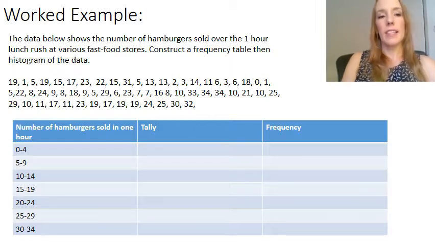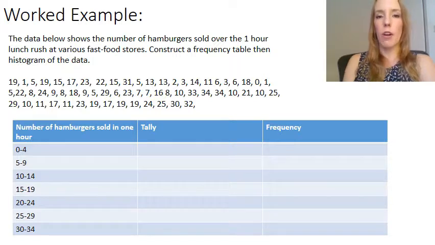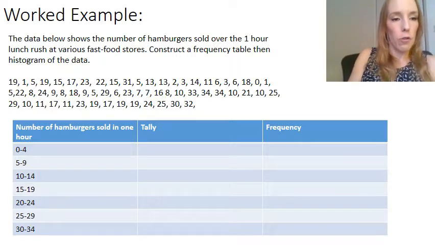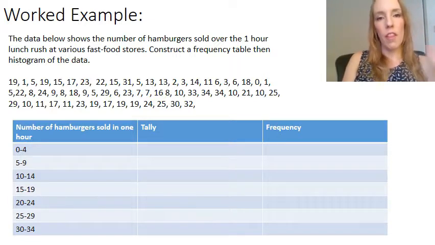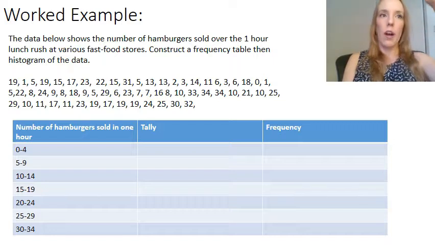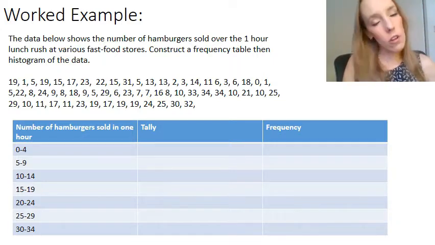Okay, so our second worked example, this is going to take me a while. The data below shows the number of hamburgers sold over the 1-hour lunch rush at various fast food stores. So construct a frequency table and then a histogram of the data. For the frequency table, we're going to put tallies every time we get a certain amount. Rather than writing different categories, 0, 1, 2, 3, and so on, because there's up to 34, we'd have huge amounts of rows there.